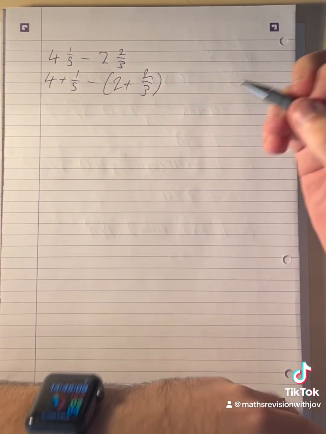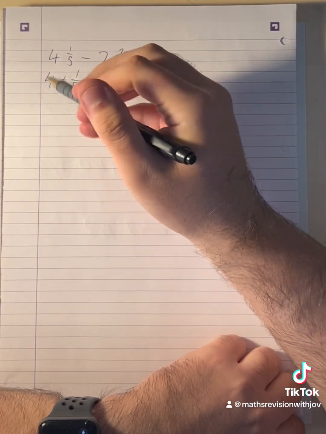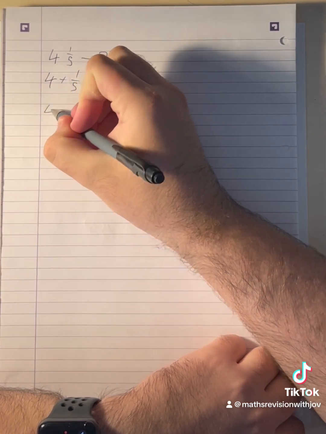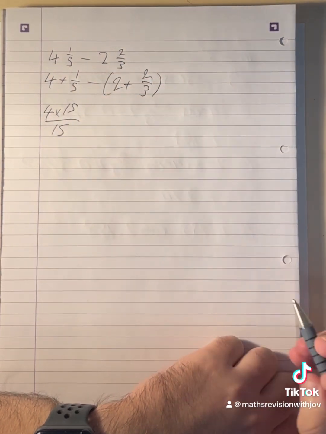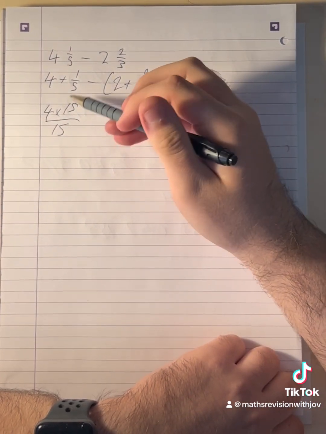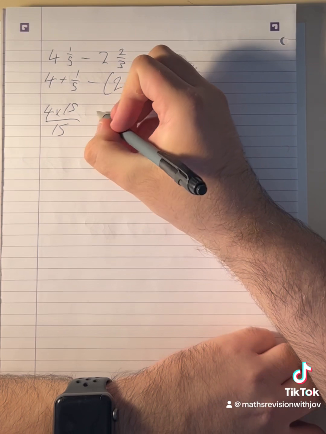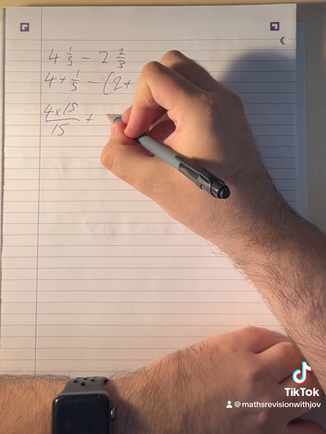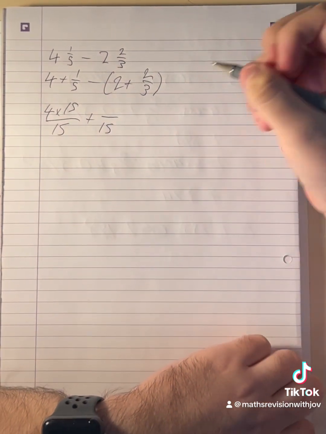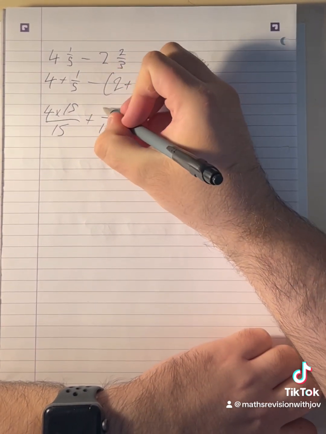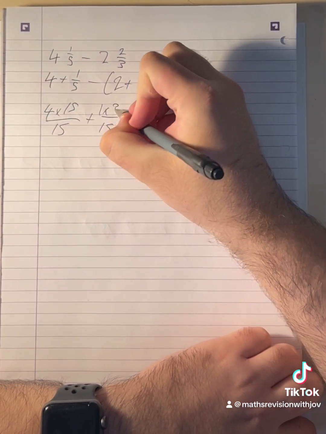For these fractions, we want to take the 4, multiply it by 15 and divide by 15. And for the fifth, you want to get it in 15ths. On the bottom we've got 15, but here we've got 5, and 15 is 3 fives. So instead of the 1, we're going to have 1 times 3.